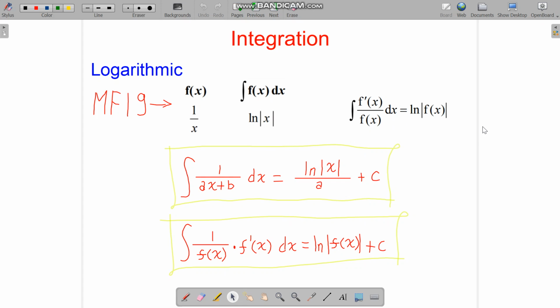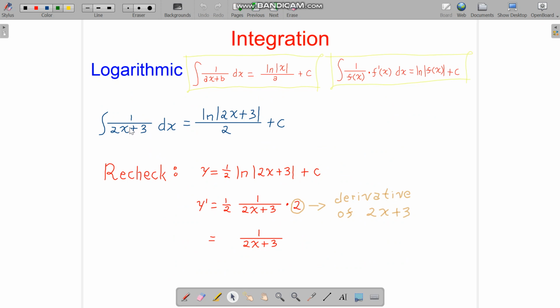So this is actually just like the usual logarithmic integration, but remember the chain rule concept. So if we are looking for the integral of not just 1 over something in x, but also times f prime of x, then the integral is ln of this denominator here. So this is the form in the MF19. Alright, so let's try some examples.